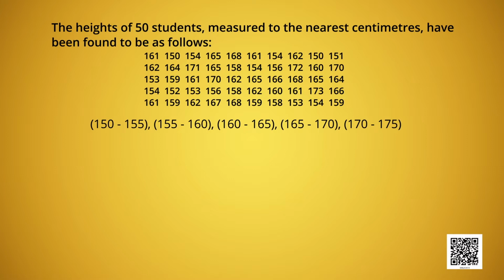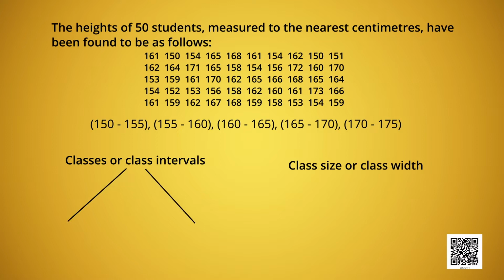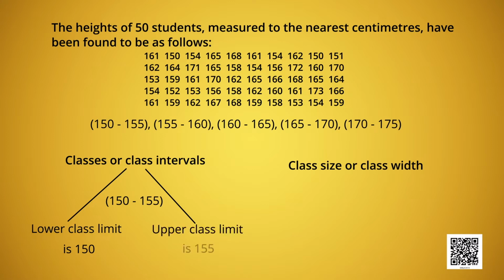These groupings are called classes or class intervals and their size is called class size or class width. In each of these classes, the least number is called the lower class limit. For example, in 150 to 155, the lower class limit is 150 and the upper class limit is 155. And their difference, that is 155 minus 150 equal to 5, is called class width or class size.